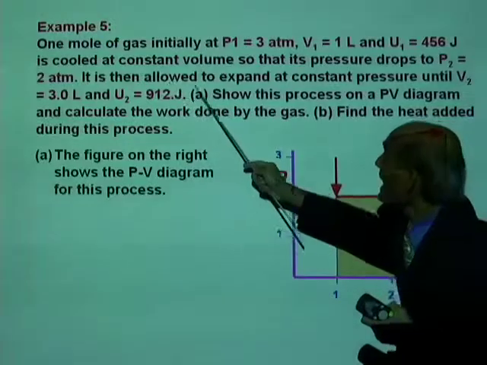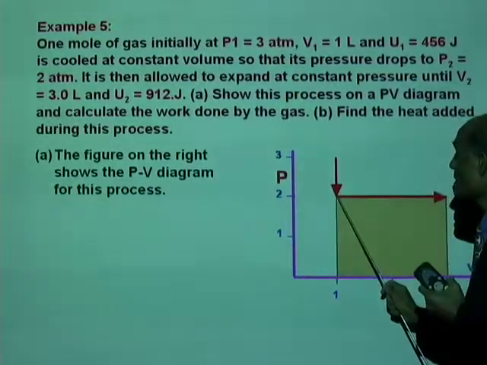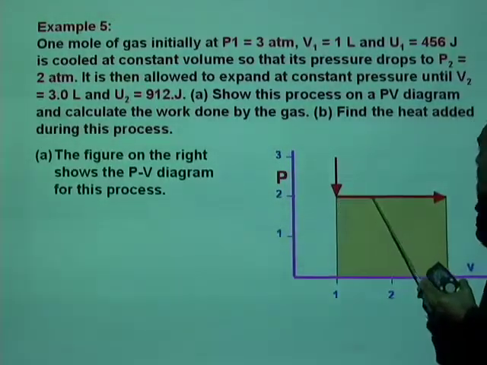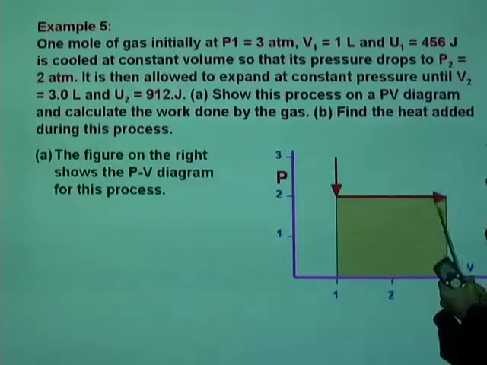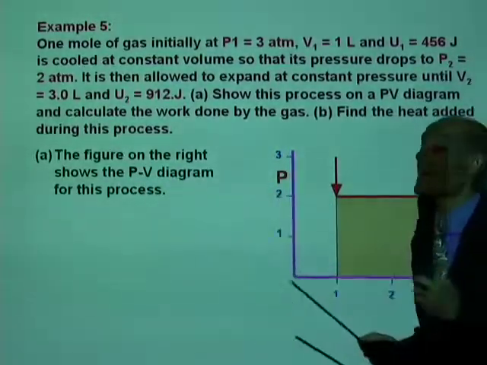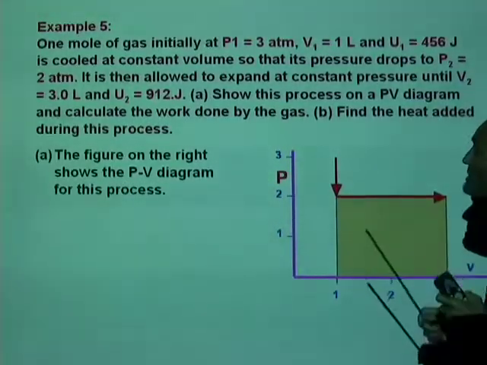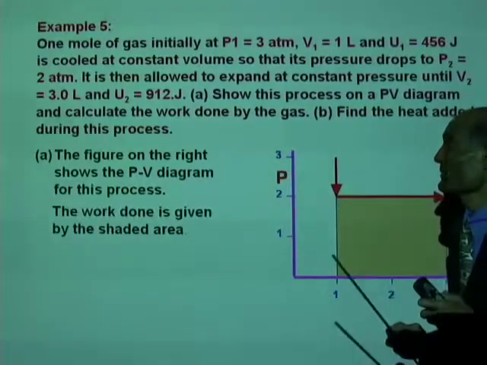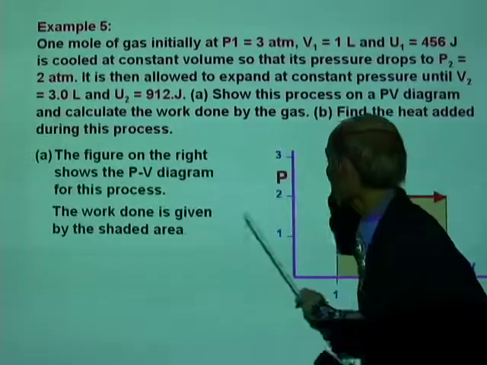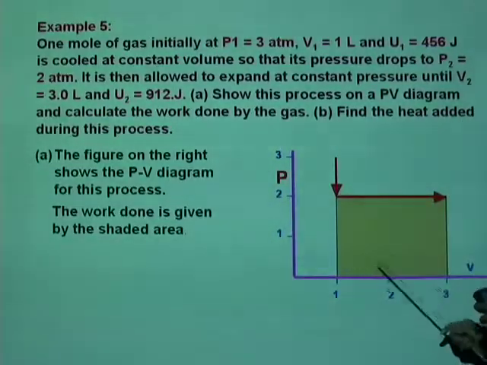and then it is allowed to expand. From here, it is allowed to expand so that the volume changes from 1 liter to V2 equal to 3 liters, and the internal energy now is 912. So this is the PV diagram of the process. And what is the work done? The work done during that process is the shaded area. And can you calculate the work done?